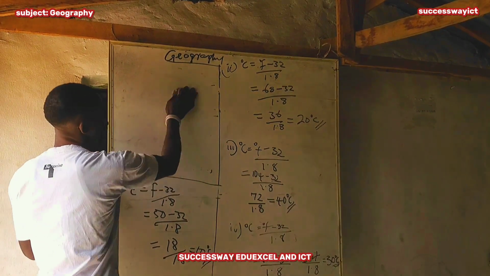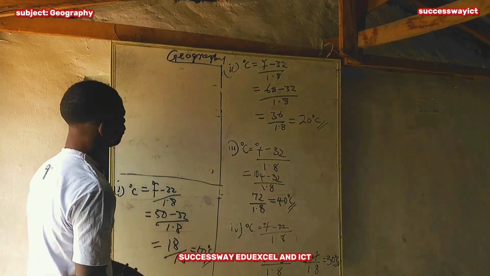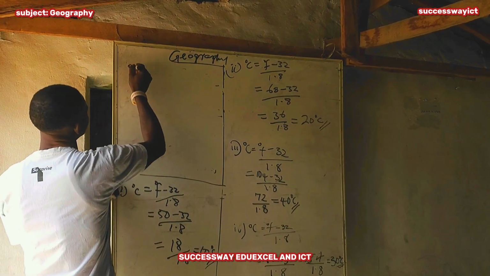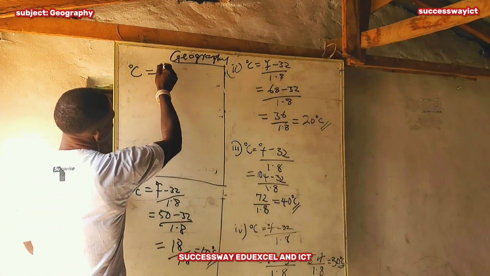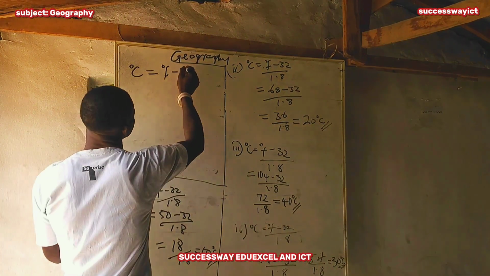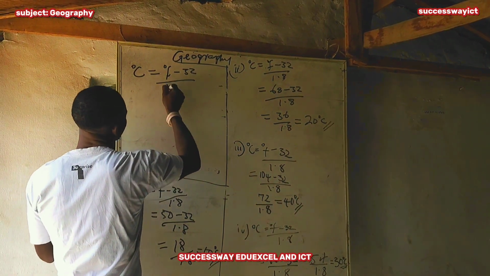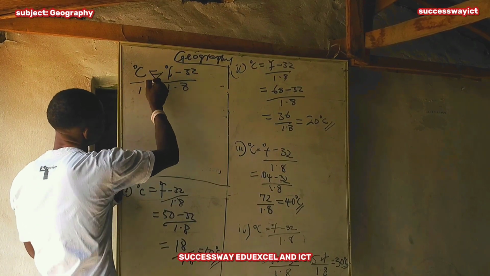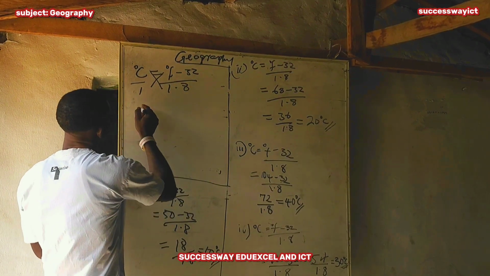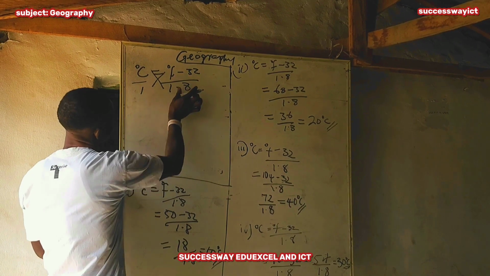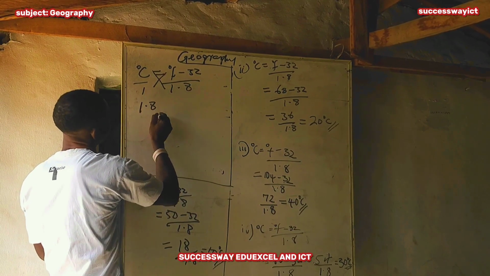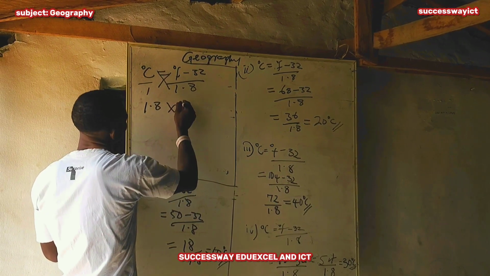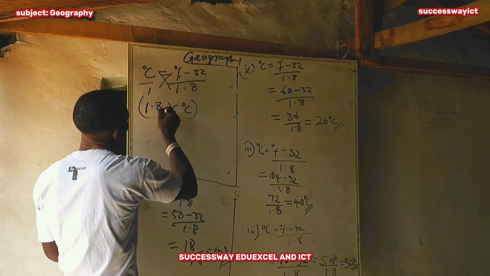Now, please, the second formula to find degree Fahrenheit, we can derive from here, isn't it? We have degree centigrade equals degree Fahrenheit minus 32 over 1.8. We can do this over 1, you cross multiply, which is 1.8 times degree centigrade. What remains?